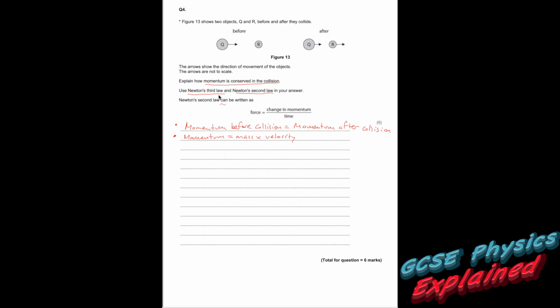Right, Newton's third law is about actions and reactions. So basically, when Q bumps into R, Q is going to put a force onto R. Now at the same time, R will put a force onto Q. But remember, forces are vectors, which means they've got size and direction. So the force that R puts onto Q will be opposite in direction to the force that Q puts on R. And we know it's Newton's third law because two different objects are involved.